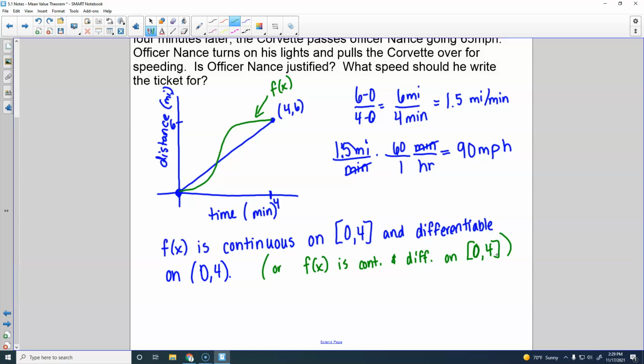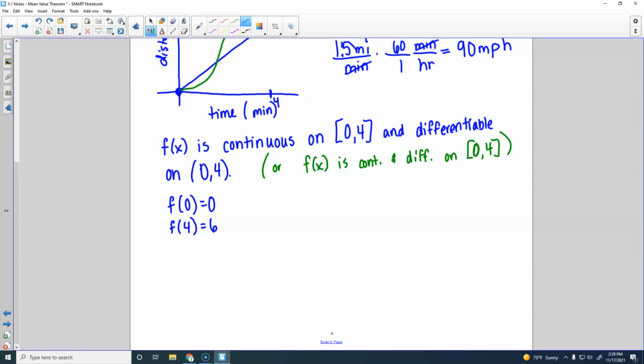So we can assume that because of what we know about this situation. A lot of times you have equations, so you can assume that as well. So if we find f of 0 equals 0, and we know f of 4 equals 6, we can say that f of 4 minus f of 0 over 4 minus 0 would be 6 minus 0.